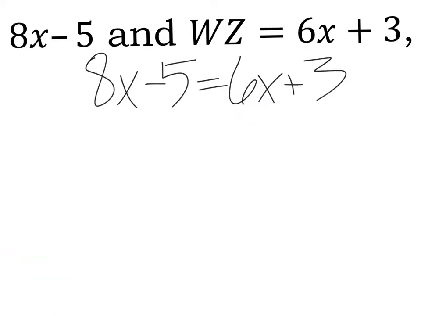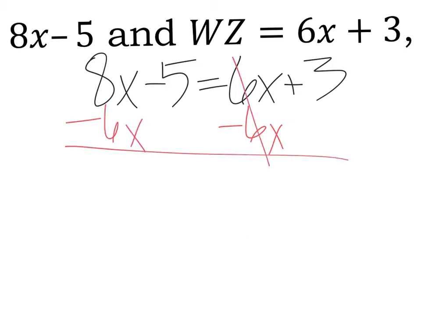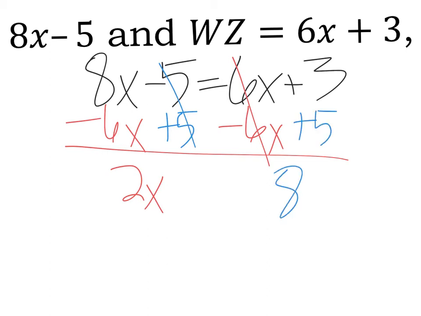So we've got to get our x's to one side, so it makes the most sense to minus 6x under the 8x. And so if I get my x's over to the left-hand side, I'm going to need to get my constants over to the right-hand side. So I'm going to add 5 over to the 3. And so I get 2x equal to 8.